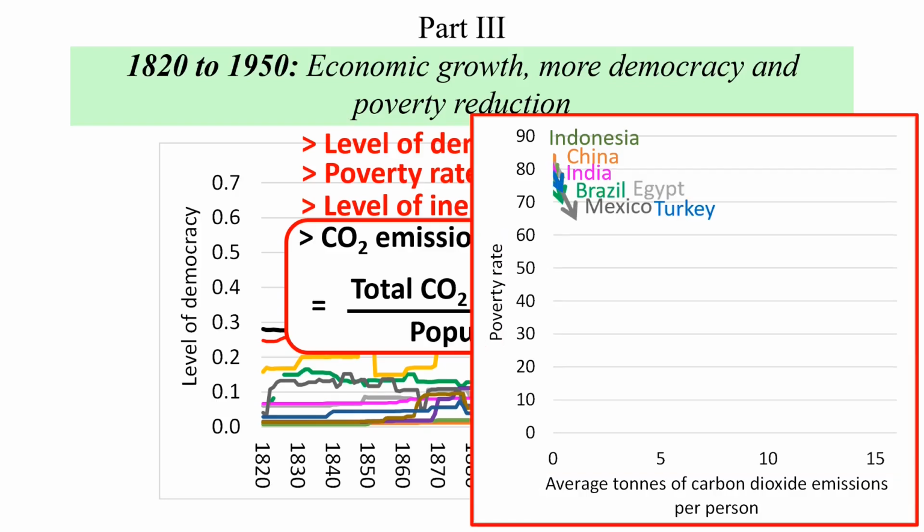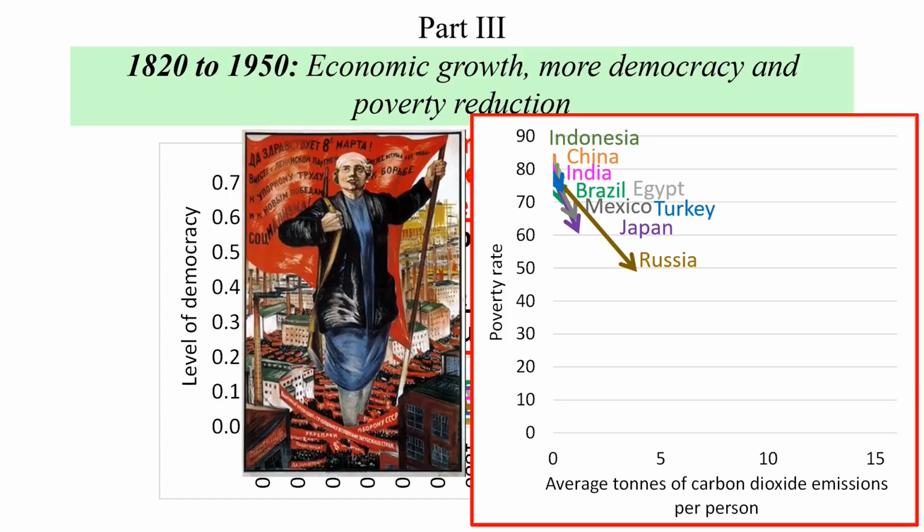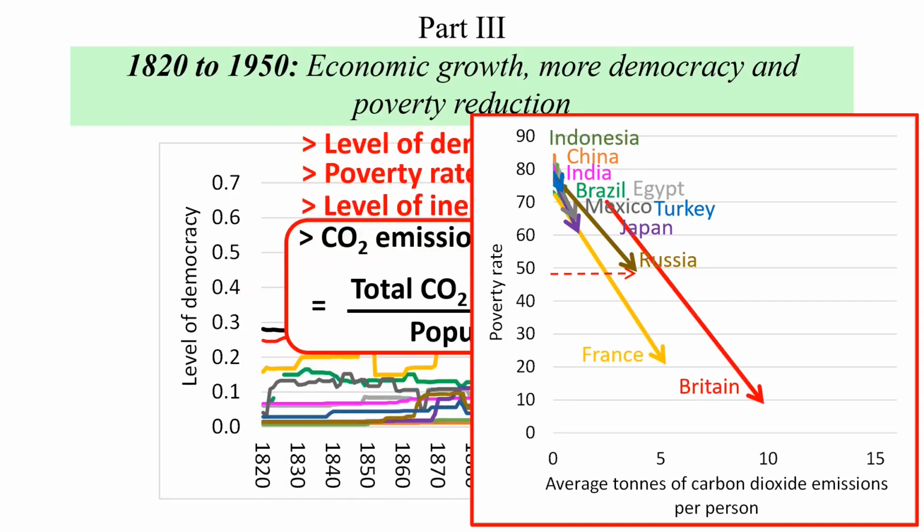Egypt, Turkey, Brazil, and Mexico saw some change, but it was limited. Japan saw a bit more change. We've already seen the percentage of the population considered extremely poor drop from 78% to 60%. The average carbon dioxide emissions per person went from almost 0 to 1.2 tons. Russia's reductions in poverty were largely because of rapid industrialization in the early Soviet era, and this meant more emissions.